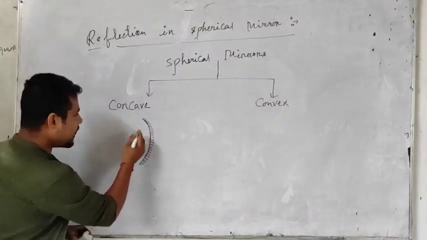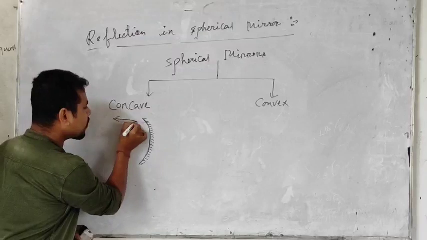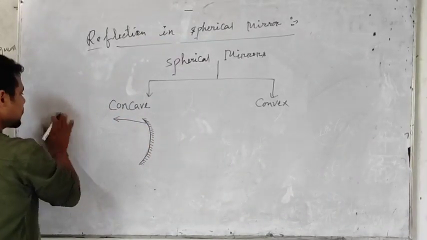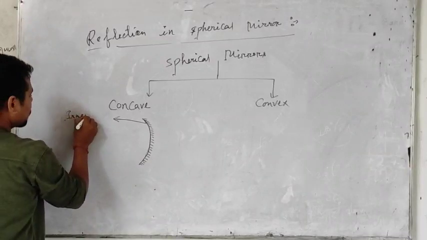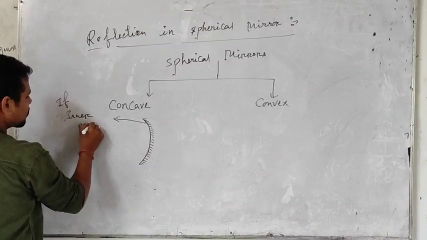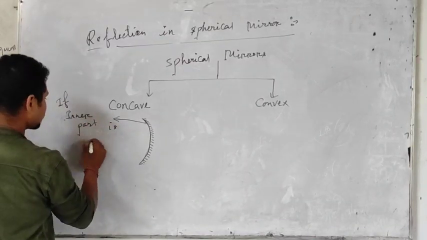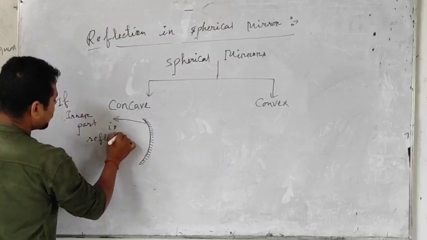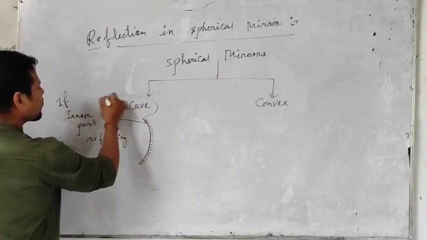Here, if the inner part is reflecting, then that type of mirror is known as a concave mirror.